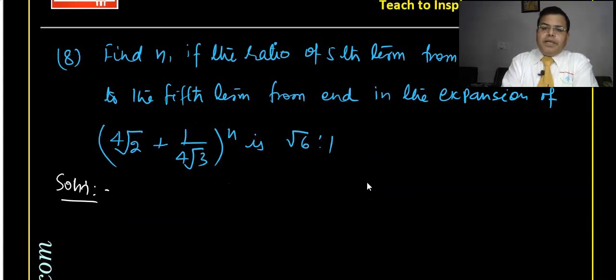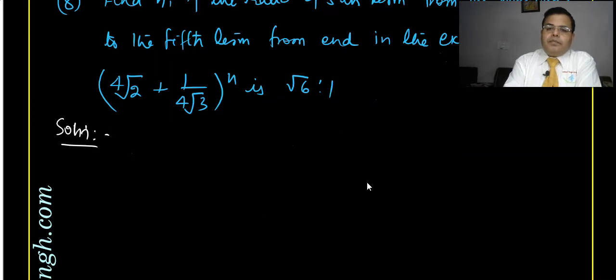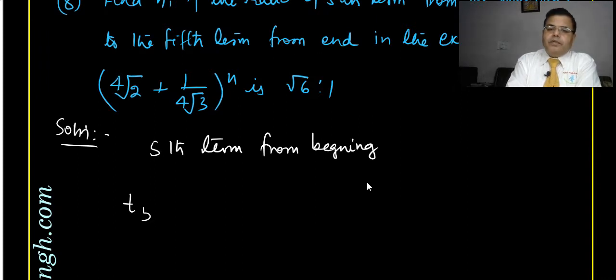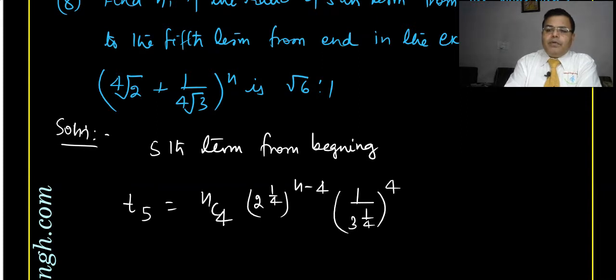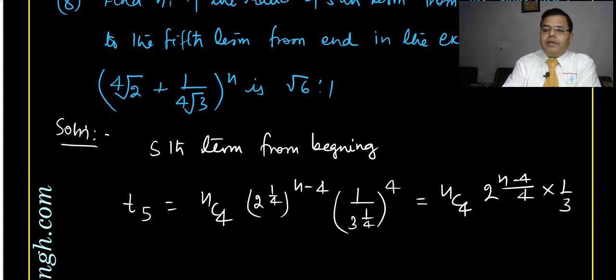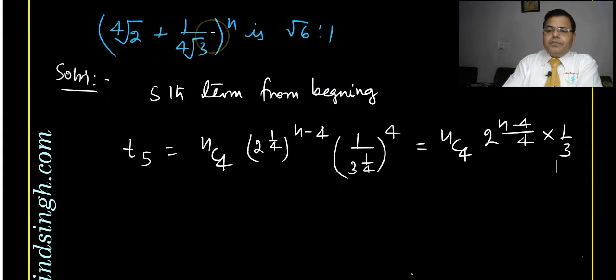In this question, the fifth term from the beginning is given by r = 4. So here you can write nC4 (2 to the power 1 by 4) whole to the power n minus 4. This fourth root of 2 means 2 to the power 1 by 4. And this is (1 by 3 to the power 1 by 4) whole to the power 4. So it will be nothing else but nC4 2 to the power (n minus 4) by 4. And 3 to the power 1 by 4, if you multiply by 4, it will be 1 by 3 only, right?